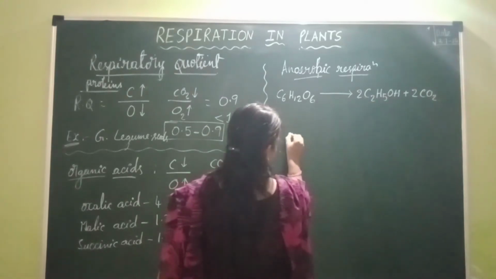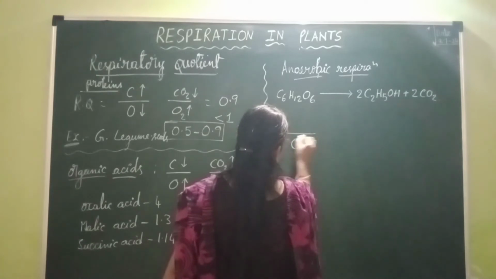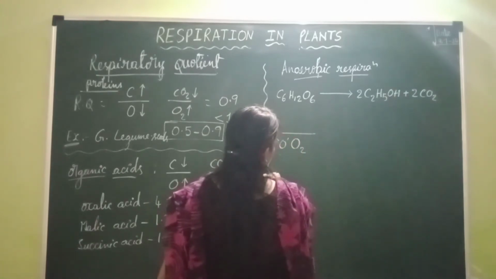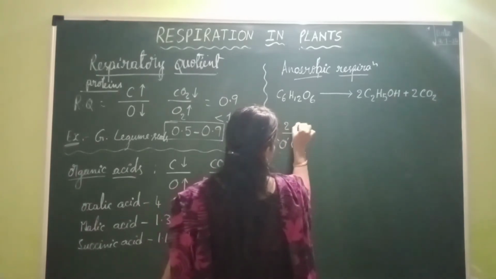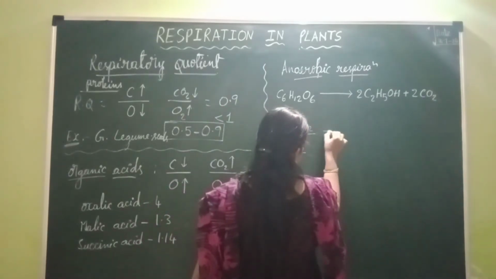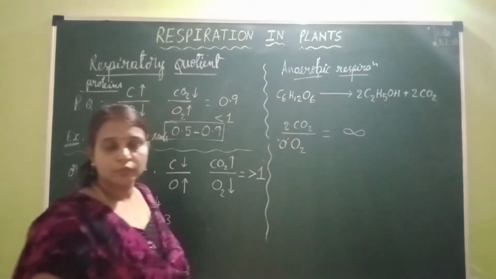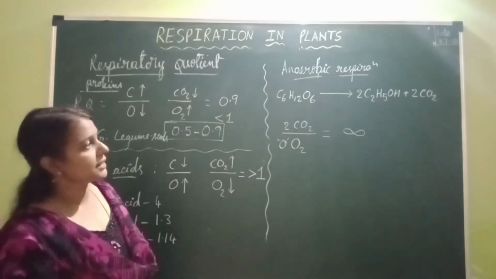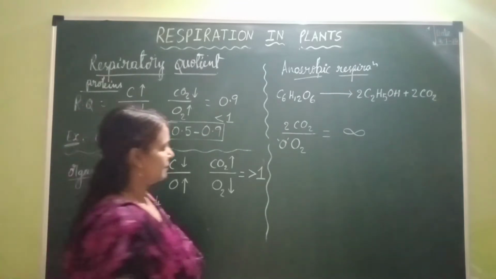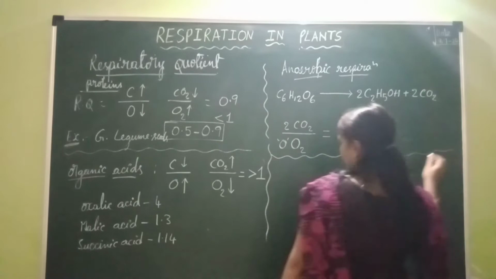So here the number of oxygens absorbed is 0, whereas the number of carbon dioxides released is 2. So anything by 0 is infinity. So the RQ value of anaerobic respiration, especially alcoholic fermentation, is infinite. Next, coming to the RQ value of CAM plants.